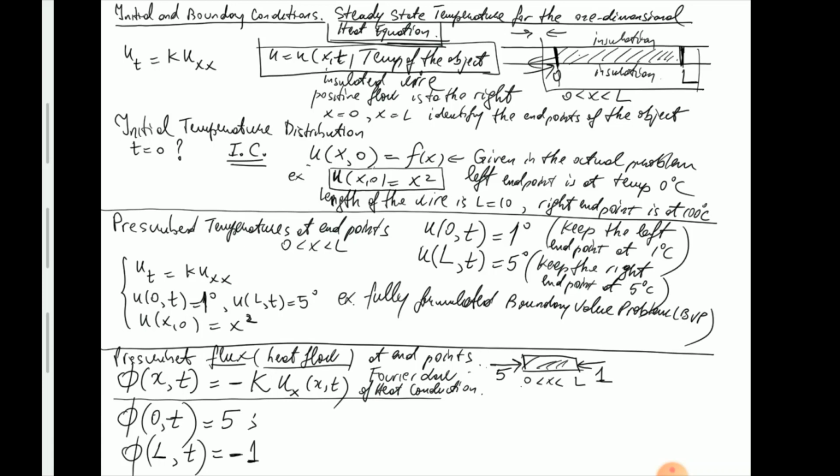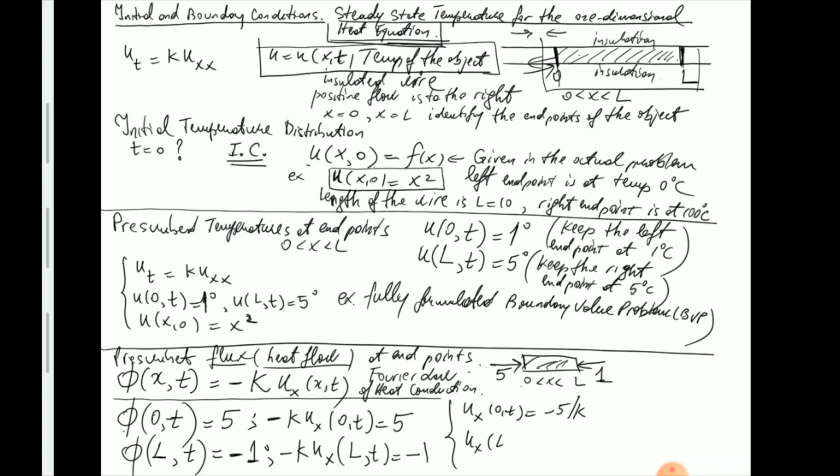So replace phi of 0, t with minus k u partial x at 0, t, which is equal to 5. And then minus k u partial x at L, t equals minus 1. So here the boundary conditions will be u partial x at 0, t equals minus 5 over k, and u partial x at L, t is minus 1 over minus k, which is 1 over k.